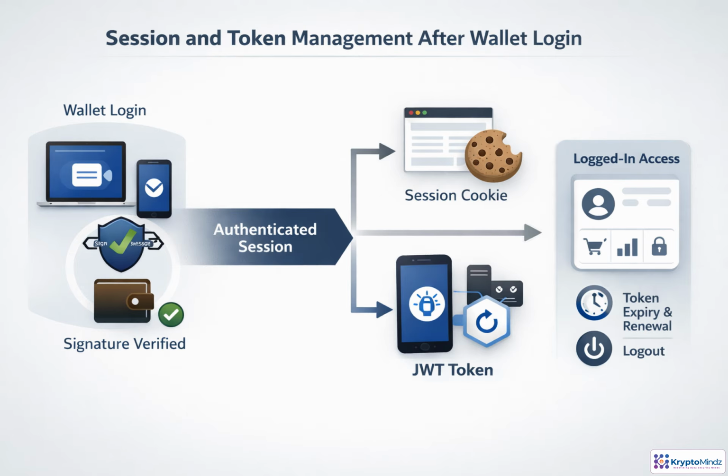After the signature is verified, treat it as the login event, not something to repeat on every request. The backend should issue an authenticated session, usually through a secure cookie or a JWT. Cookies fit browser apps well because the server can manage state and revoke access easily. JWTs work well for APIs and mobile clients because they travel with requests. Either way, define expiration, renewal, and logout clearly, so access stays secure and predictable.